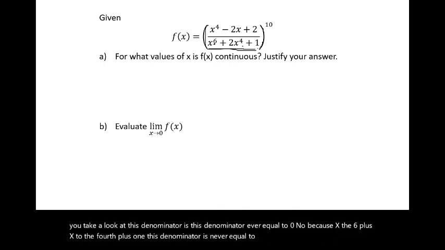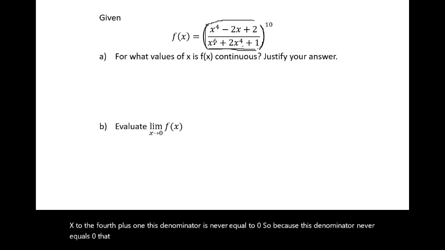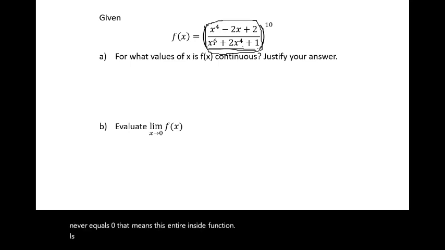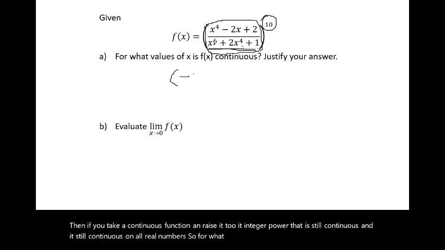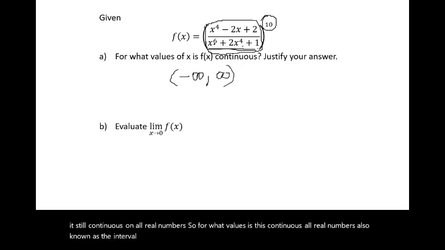So because this denominator never equals 0, that means this entire inside function is never undefined, which means that entire inside function is continuous for all real numbers. Then if you take a continuous function and raise it to an integer power, that is still continuous, and it's still continuous on all real numbers. So for what values is this continuous? All real numbers, also known as the interval between negative infinity and infinity.